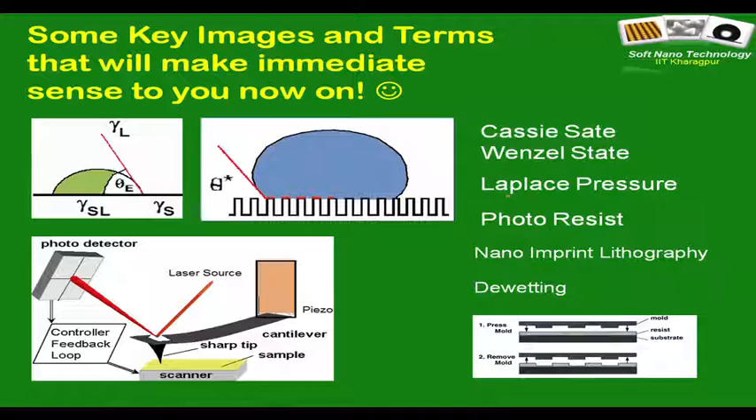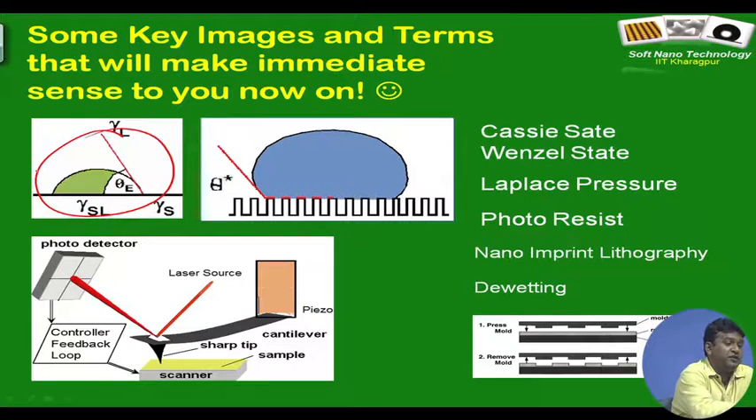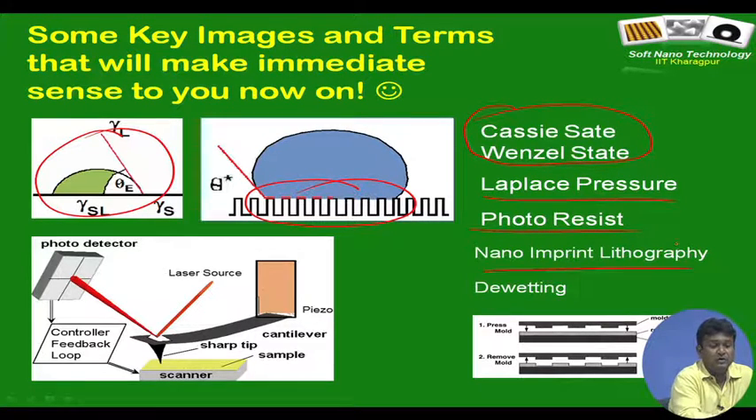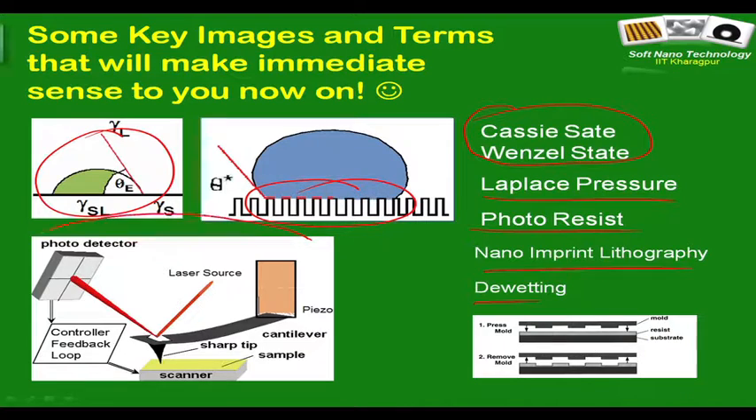These are some of the key images and terms which should remain impregnated in your mind now that you have attended this course. For example, this one will always remind you of a drop sitting on a liquid surface and Young's equation. This is the Cassie state, and from now onwards, Cassie and Wenzel, these 2 terms should make perfect sense to you. You should now understand what Laplace pressure, photoresist, nanoimprint lithography, soft lithography and dewetting are, and this picture should always remind you of an AFM.